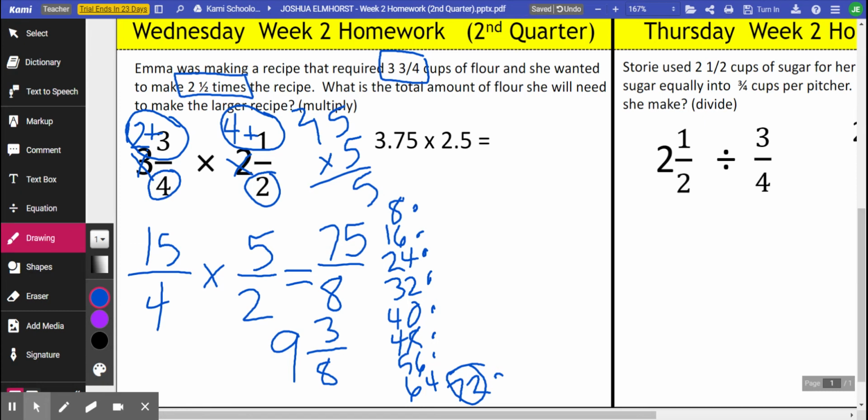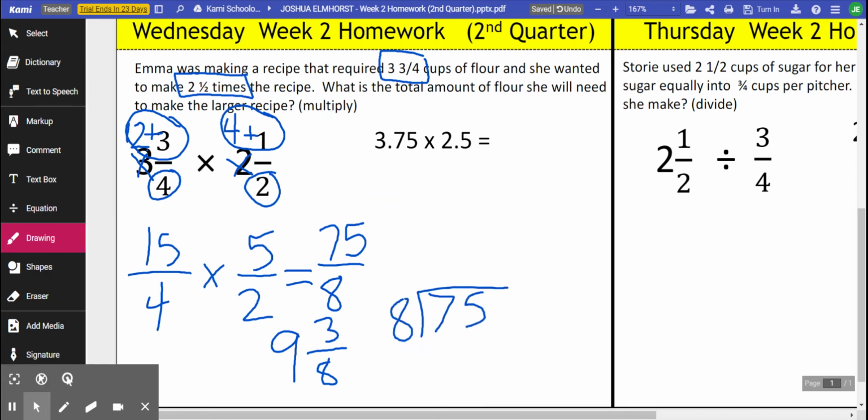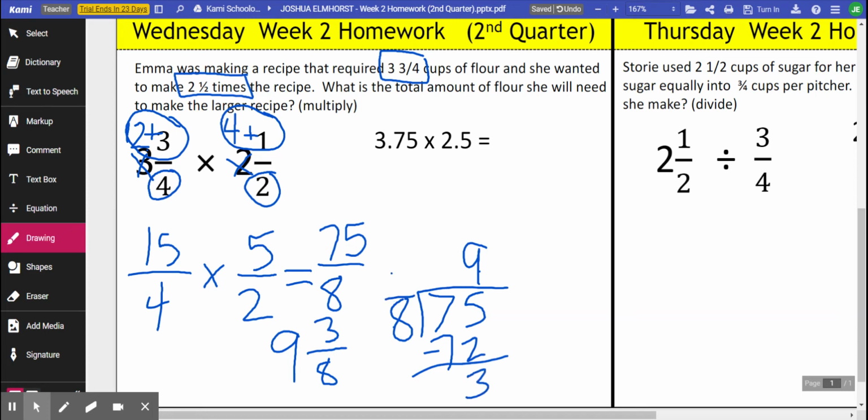So I'm going to set that up in a little different way where we're going to use long division. So we could do 75 being divided by 8. Then 9 times 8 is 72. 5 minus 2 is going to be 3. And that's going to be 3 left over out of 8. So if we divide this out, or if we multiply this out, we should end up with 9 and 3/8.